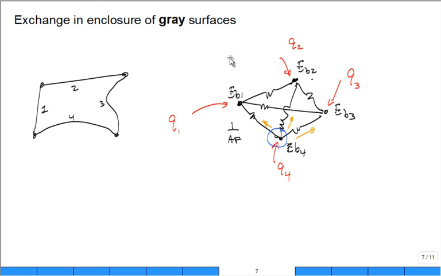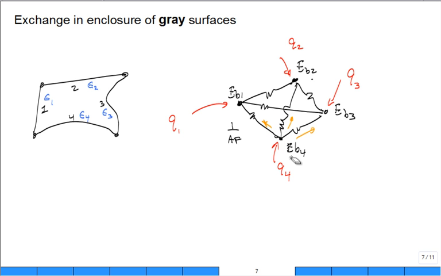What is it for a gray surface? Less than 1. And so you think, oh, now I'm going to have an emissivity over here. Emissivity of surface 1, emissivity of surface 2, emissivity of surface 3, and emissivity of surface 4. That's the difference. How does it modify how we modify our network?